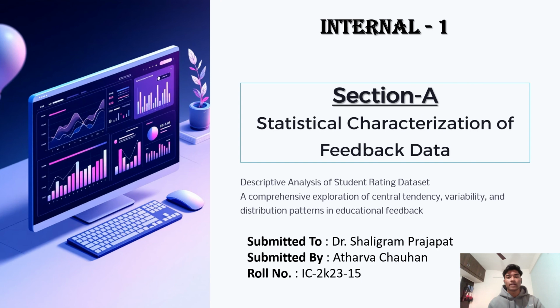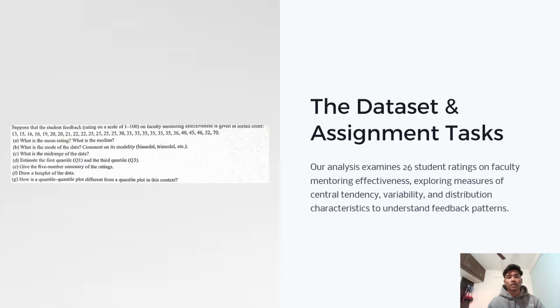Our goal is to understand how students rated faculty mentoring by examining different statistical measures like mean, median, mode, quartiles, and visual tools like box plots and Q-Q plots. Our dataset contains 26 student ratings about how effective the mentoring was. Using this information, we will explore how the ratings are distributed and how consistent the feedback really is. So let's begin with the basic measures of central tendency.